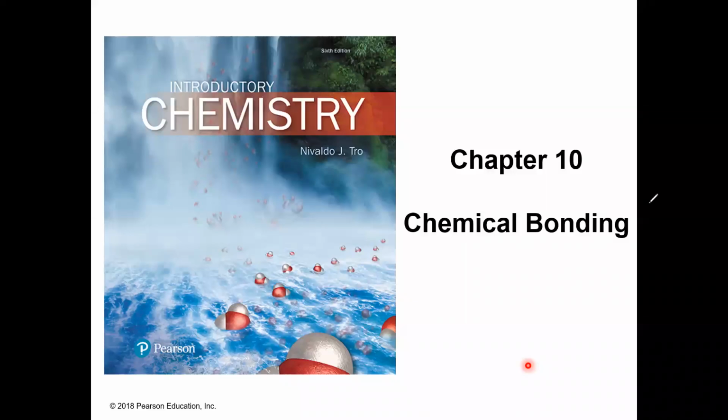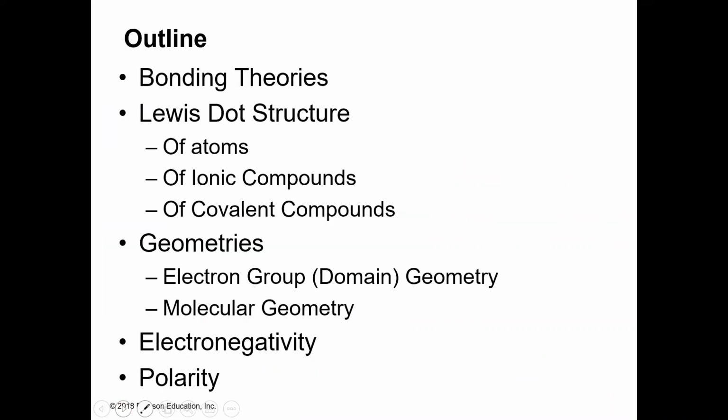All right, today we'll go over the first half of chapter 10, chemical bonding. The outline of what we'll be going over in this chapter is we'll be looking at bonding theories, then the Lewis dot structure. We'll be looking at the Lewis dot structure of atoms, of ionic compounds, and of covalent compounds. Then we'll be looking at the geometries of our different molecules. We'll be looking at the electron group geometry, or sometimes known as the electron domain geometry, and we'll be looking at the molecular geometry.